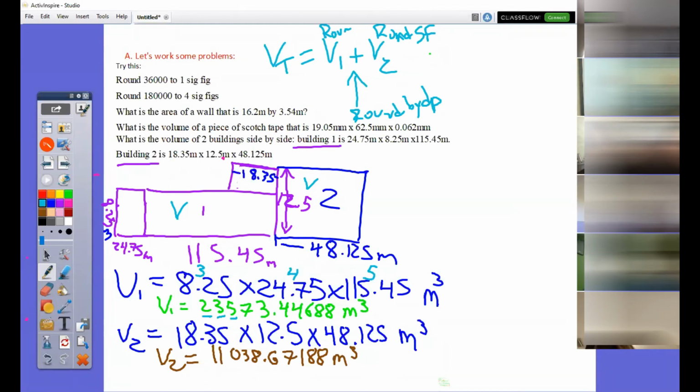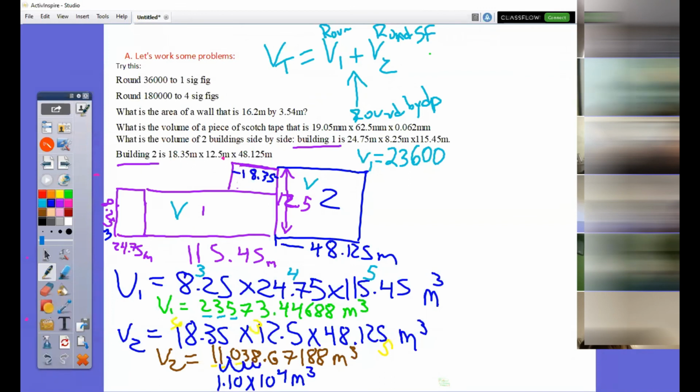So V1, I'll write it here. V1 rounded off to 3 sig figs is 23,600. Let's copy over here: 23,600. That's only the first building. Now we got to look at the second building. We've got the volume. Let's evaluate for sig figs. We have 4 sig figs, we have 3 sig figs, and we have 5 sig figs. So once again, 3. 1, 2, 3. Uh-oh, there's that 0. Then we have to go to scientific notation here. I'm going to go 1, 2, 3, 4. So that is 1.10 times 10 to the 4th meters cubed.